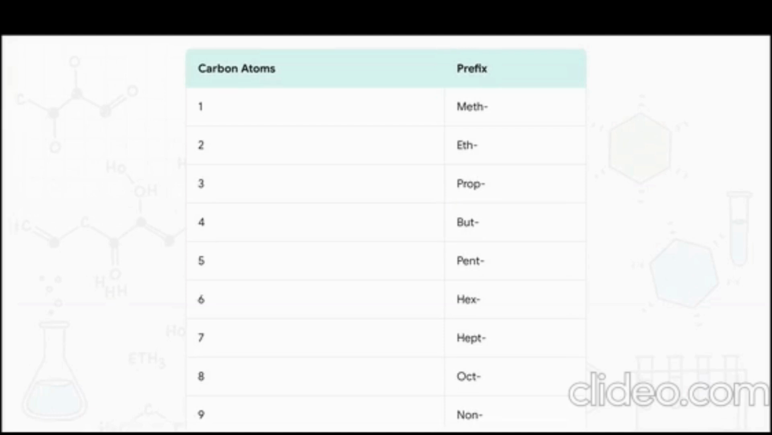So meth is 1 carbon, eth is 2, prop is 3, but is 4. And then it gets easier. Pent, hex, hept. You've seen these before, right? Like in pentagon, hexagon, or decade. It's all coming from the same Greek and Latin roots.